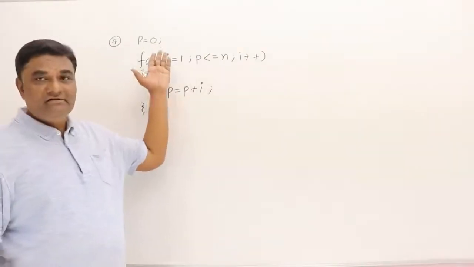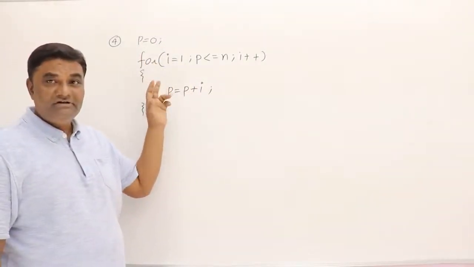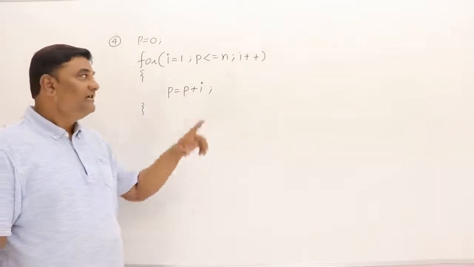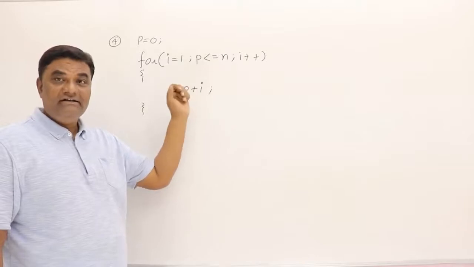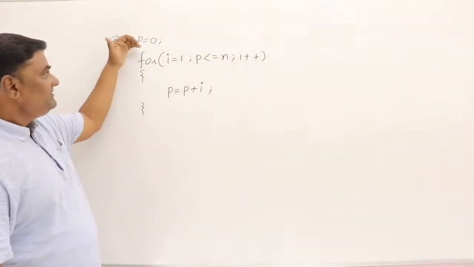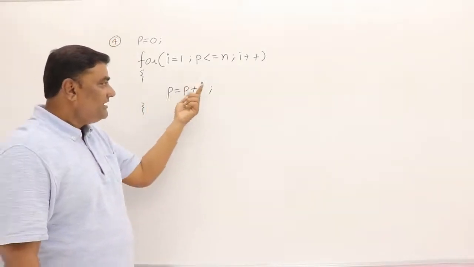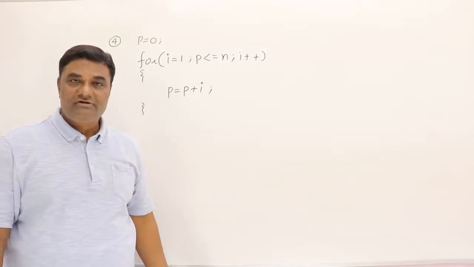Next code is, here p is initialized to 0 and there's a loop. This is not going to execute for n times. See, this p is less than or equal to n, it's not i less than or equal to n. So the condition is different. Then what is p? p is initially 0 and every time i is added to p. So now we don't know how many times it's going to execute.